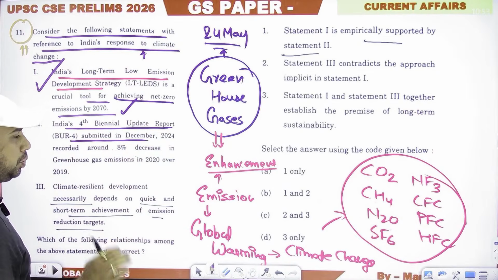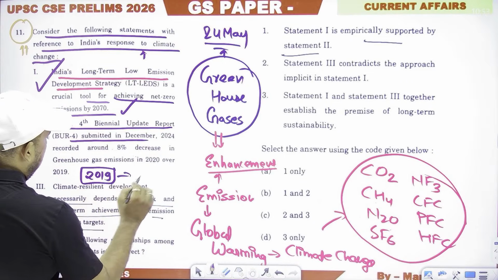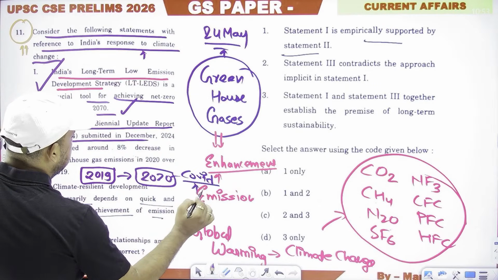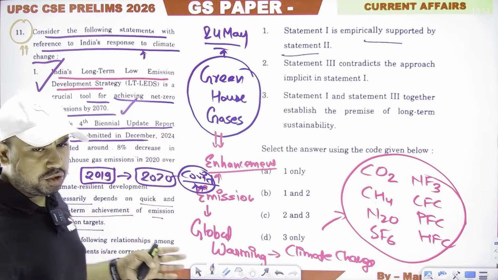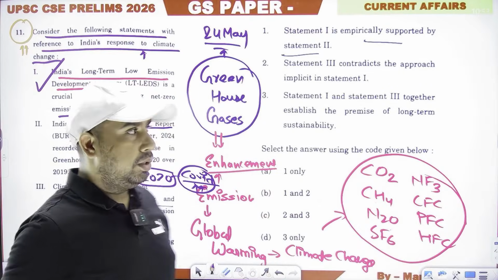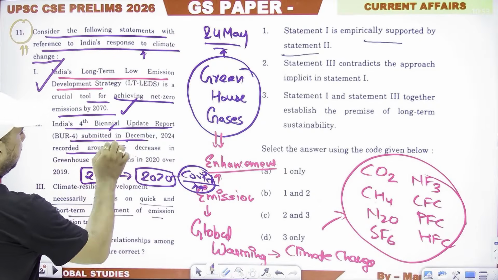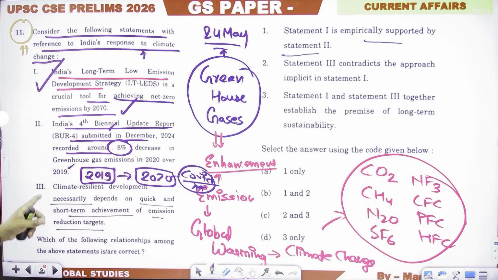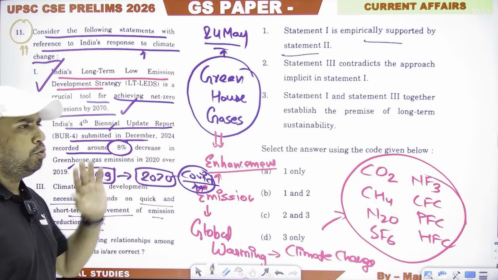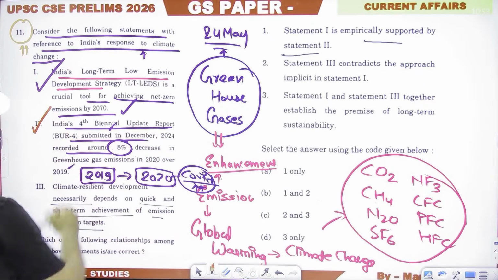India had submitted a report in 2024, and this was saying that 2020 was a COVID year compared to 2019, and India was facing a strict lockdown, due to which several industries got stuck down. That's why a lot of carbon emission got degraded. So India had submitted a biennial update report, and in that report recorded around 8% decrease in greenhouse gas emission in 2020 over 2019. It was around 7.93, approximately you can say 8%. So by that report you can refer this statement is also correct.